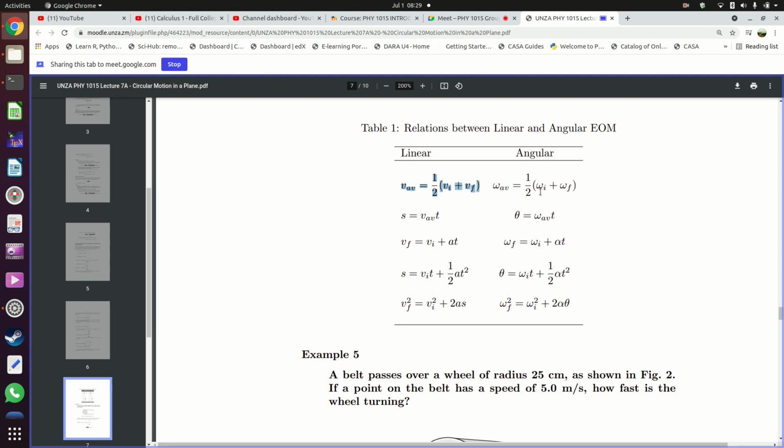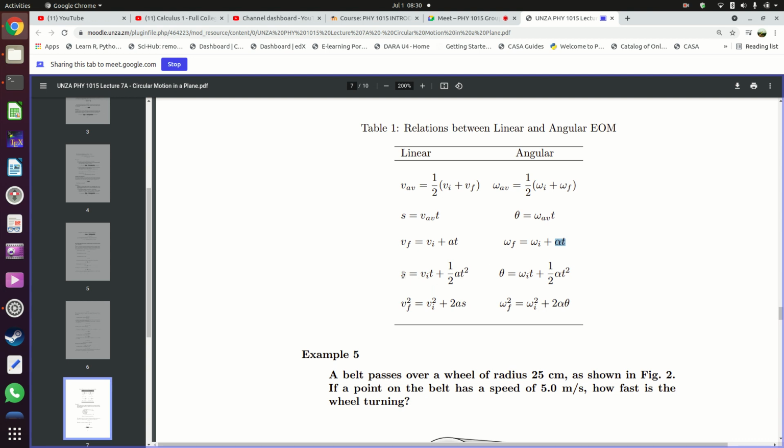They are basically the same. The displacement s is equal to the average velocity multiplied by the time. The angular displacement theta is equal to the average angular velocity multiplied by the time. In the equation Vf, the final velocity, is equal to the initial velocity plus a t. In the circular part, the final angular velocity is equal to the initial angular velocity plus the angular acceleration multiplied by the time.